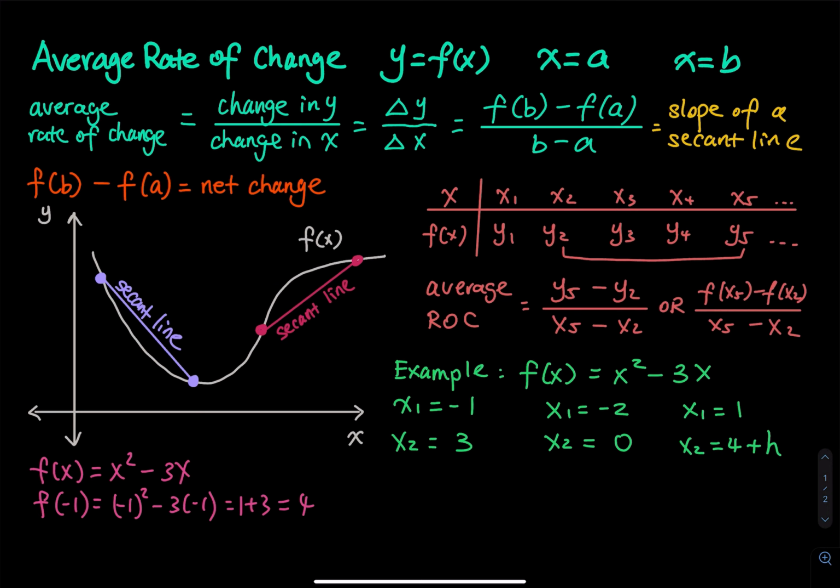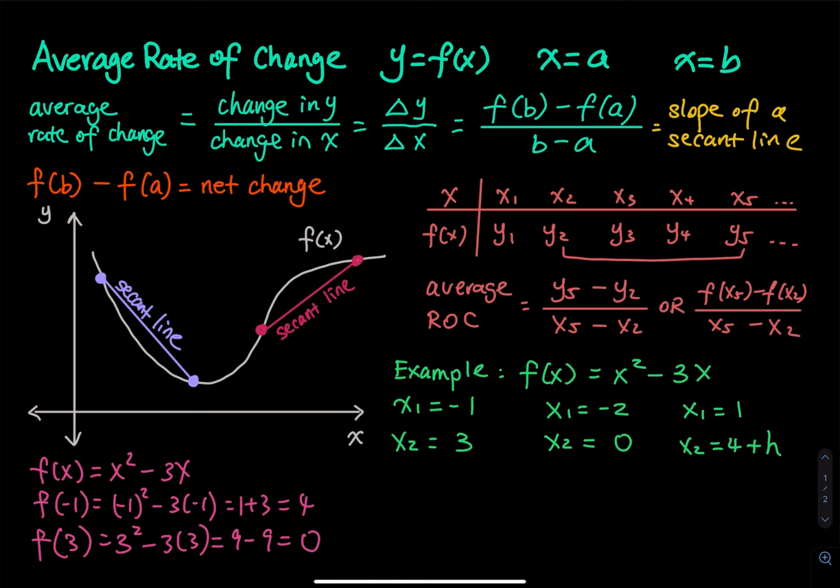And then you plug in the other one, f of 3. F of 3, this is 3 squared minus 3 times 3. So this is 9 minus 9 equals 0. Let me make sure I got this right. Negative 1 squared. Yep. So what is the net change?